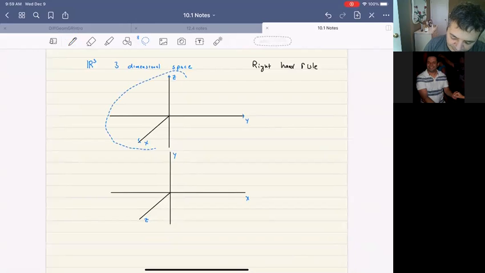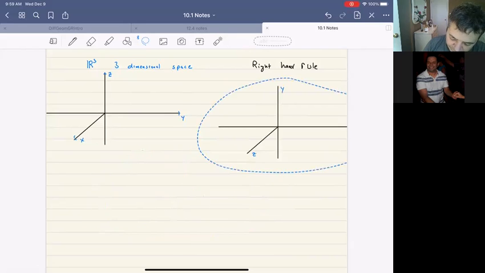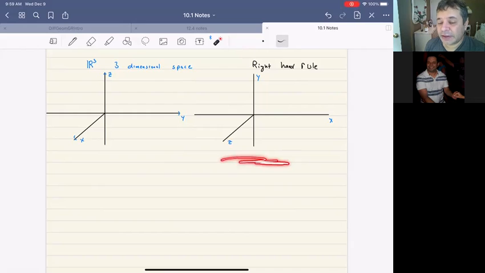So let me put them next to each other. I'm going to usually use this orientation, but I may find it convenient to use this orientation.